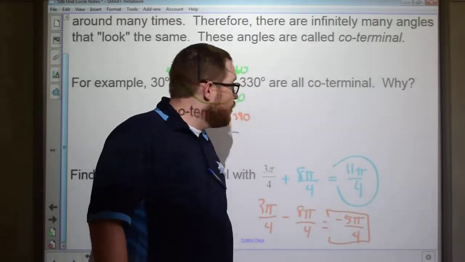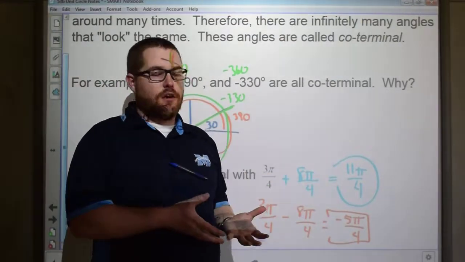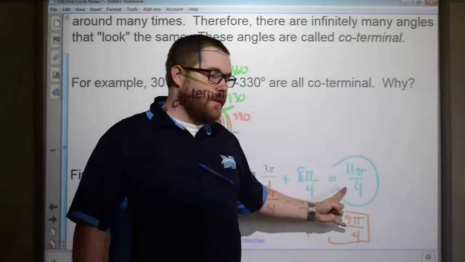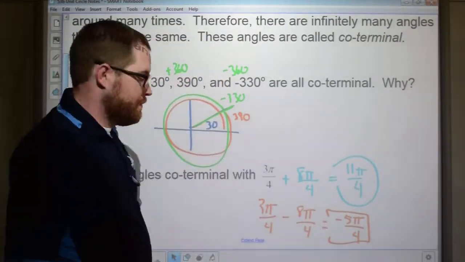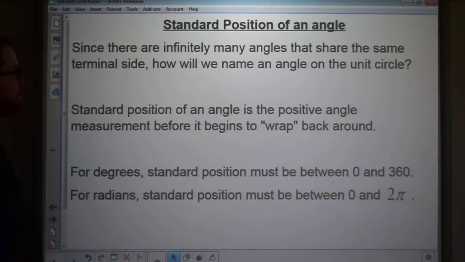Now notice, these angles aren't in standard position. They're not between 0 and 360. These two angles are not between 0 and 360. These two angles are between 0 and 2 pi. But they are coterminal. They do exist. They're just not in standard form.